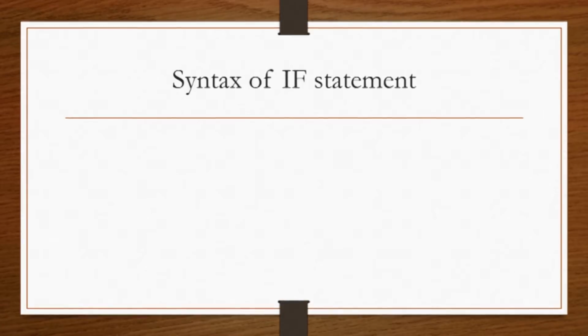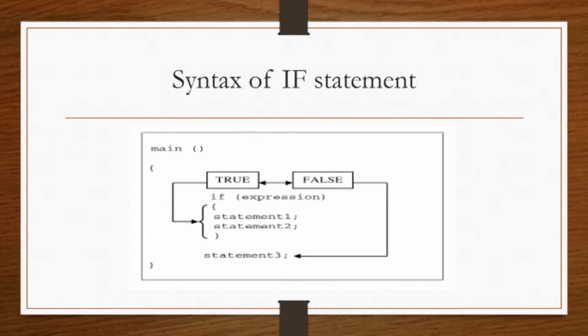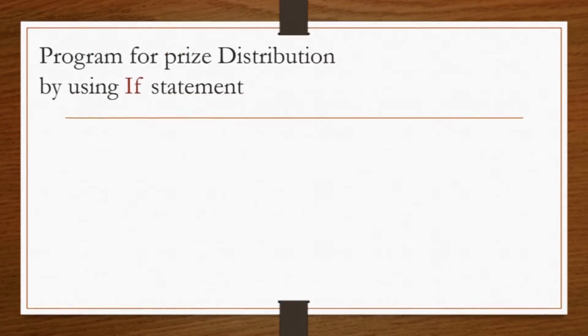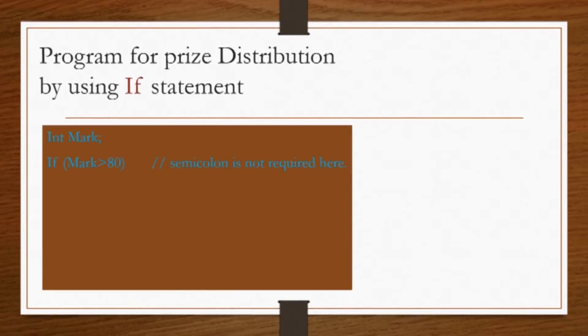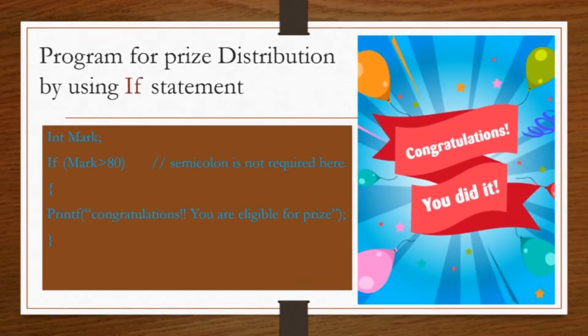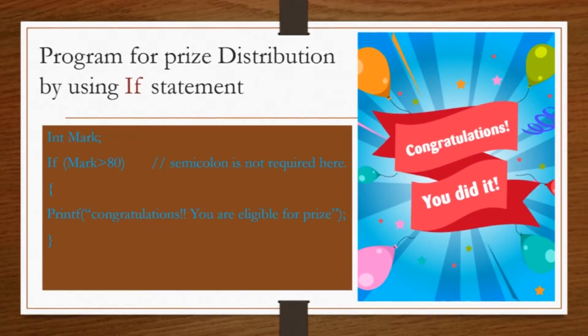Now, let's discuss the syntax of the if statement. It includes some expression that contains a condition. If this condition is true, then the block of the if statement will run, otherwise not. So, if we want to use the if statement for the prize distribution problem, our program will become like this. In this, we have to take a variable marks that contains marks of students, and the condition will be: if marks are greater than 80, then print you are eligible for prize.